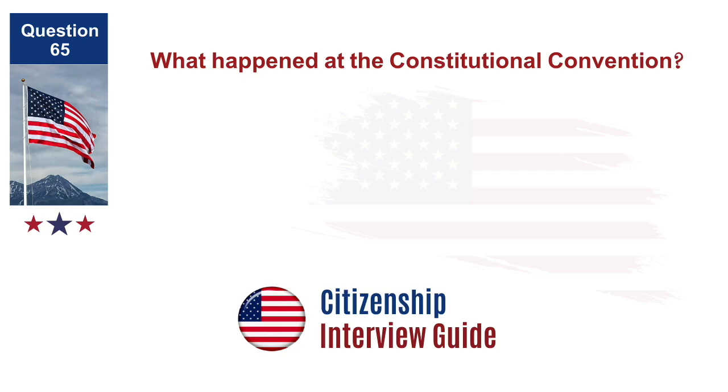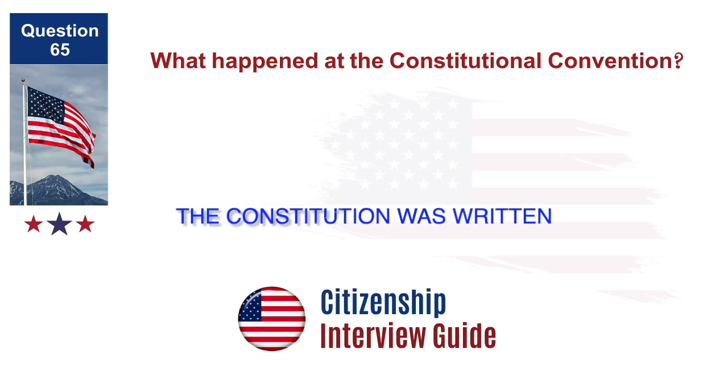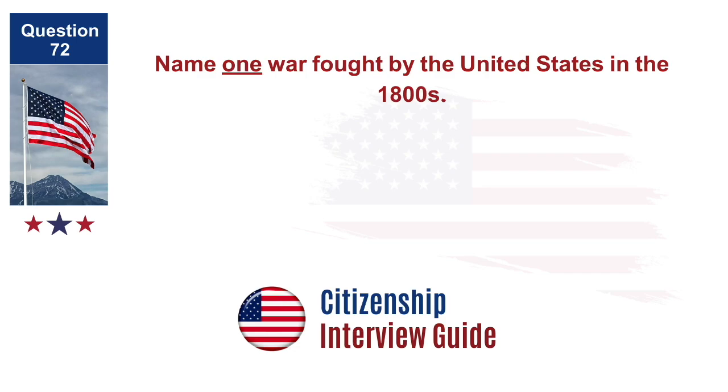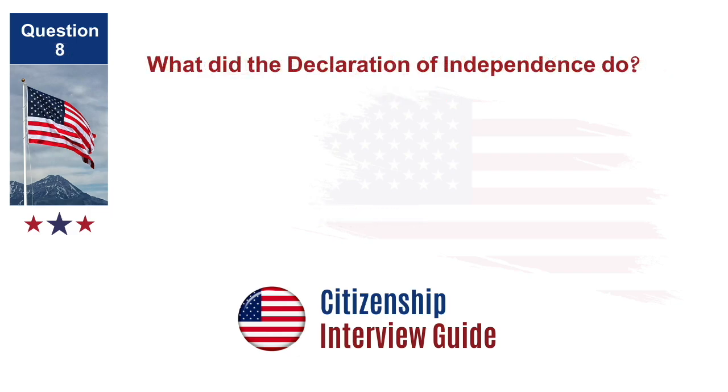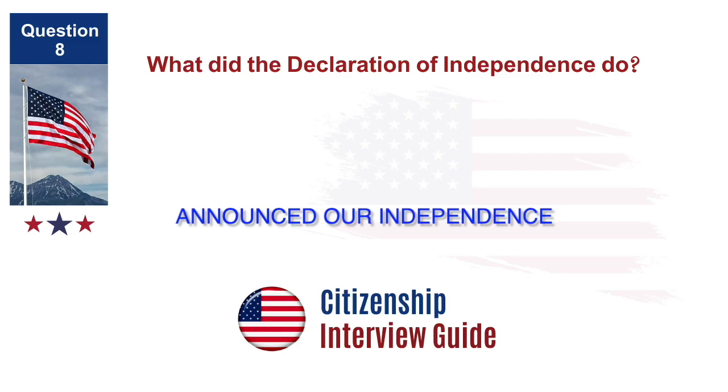What happened at the Constitutional Convention? The Constitution was written. Name one war fought by the United States in the 1800s. Civil War. What did the Declaration of Independence do? Announced our independence from Great Britain.